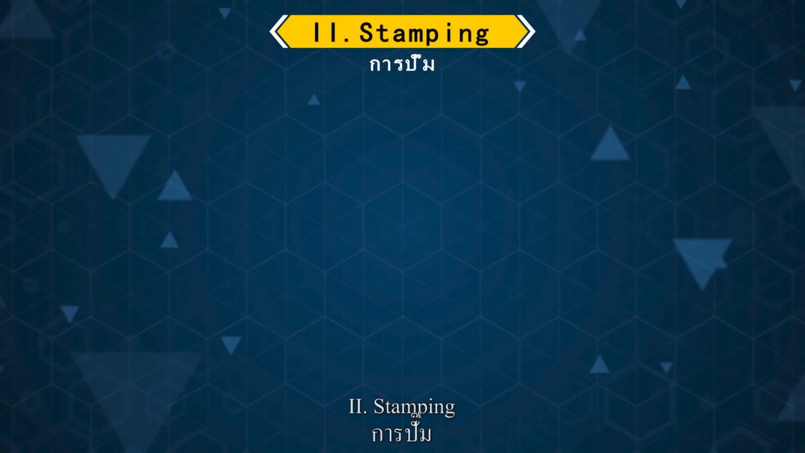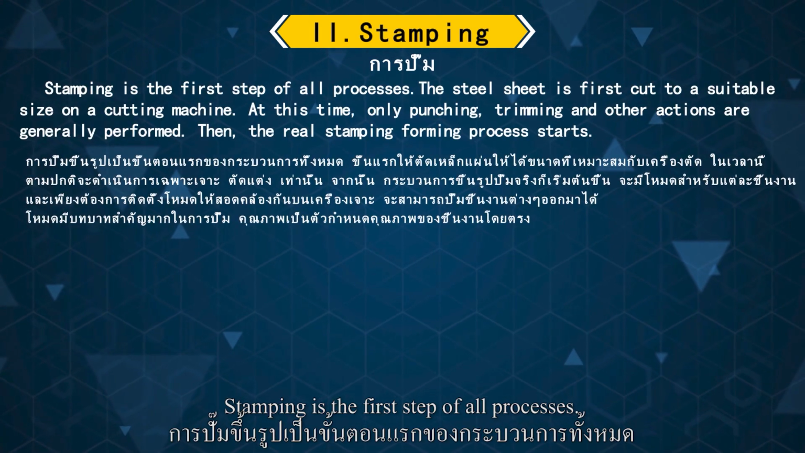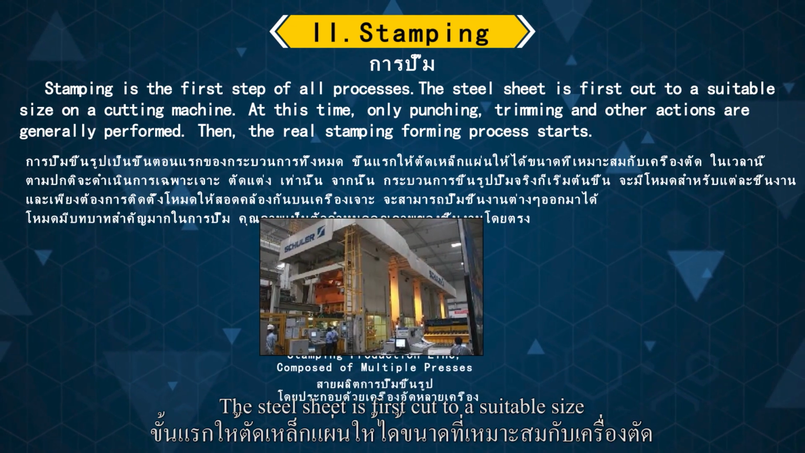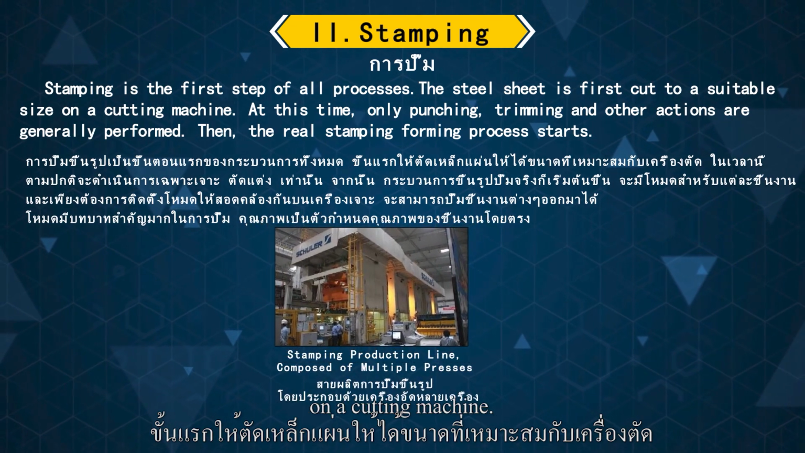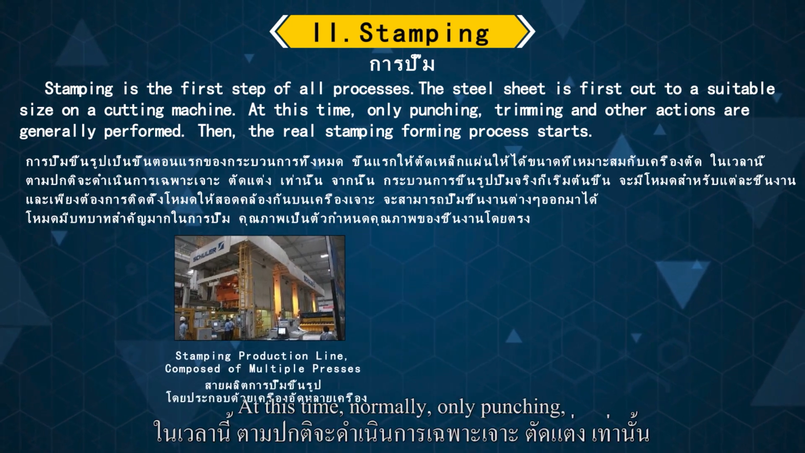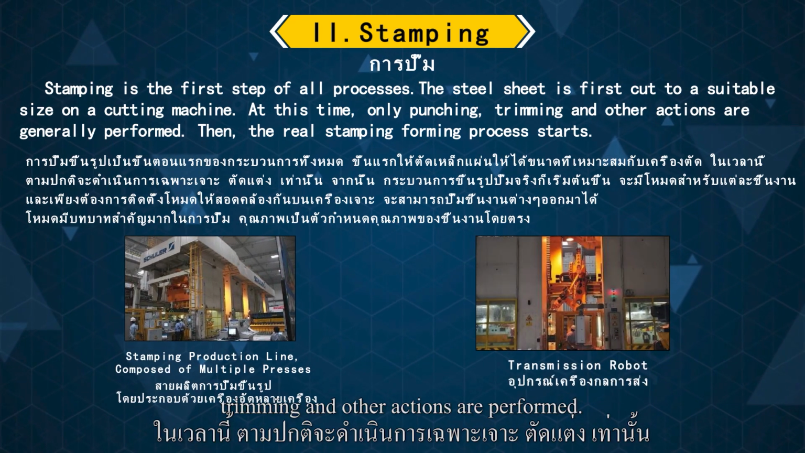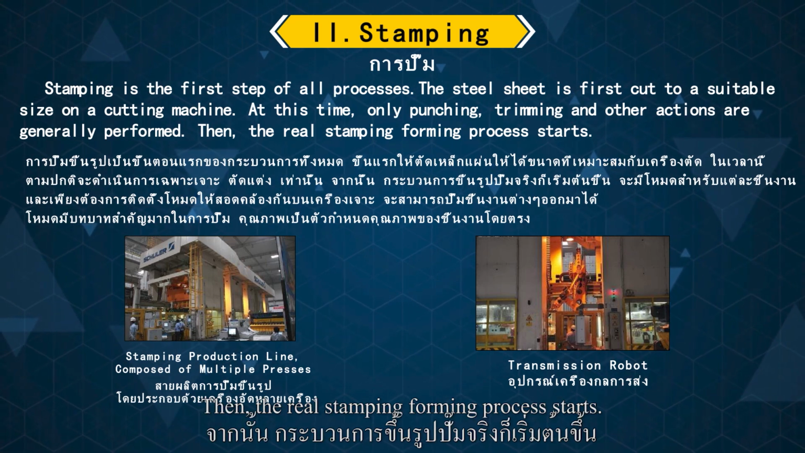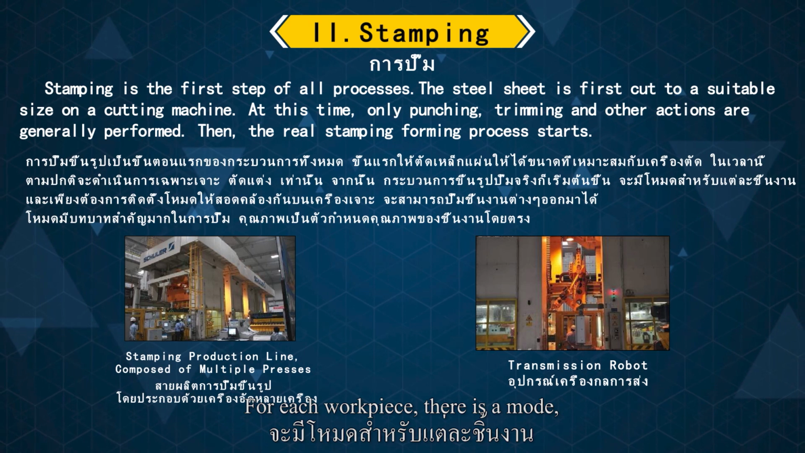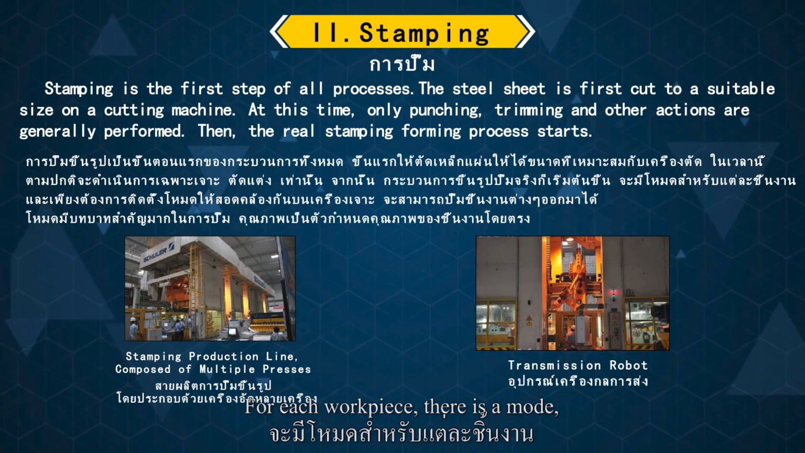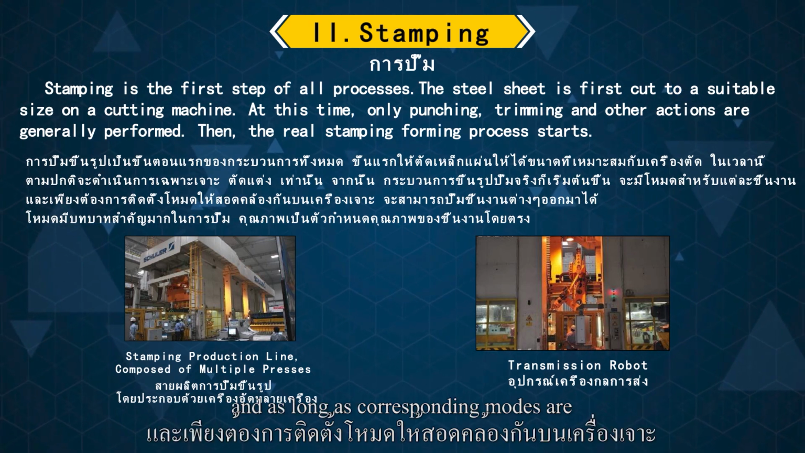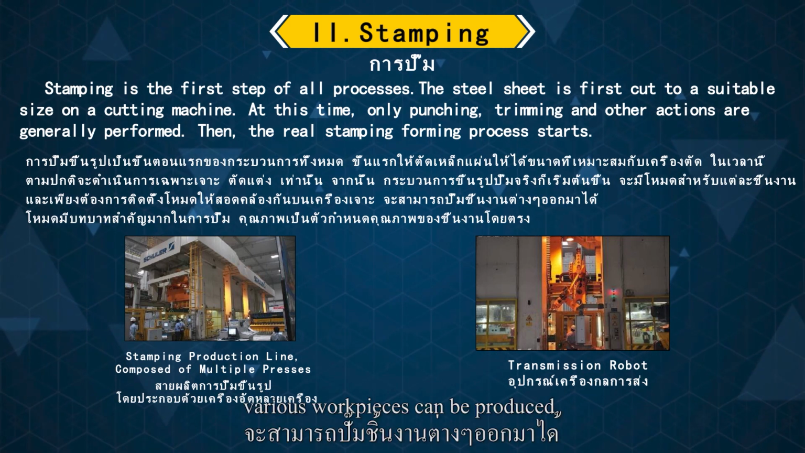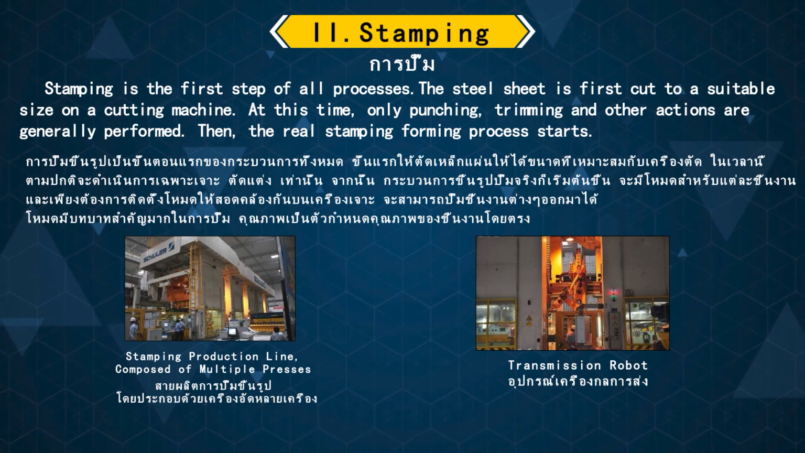2. Stamping. Stamping is the first step of all processes. The steel sheet is first cut to a suitable size on a cutting machine. At this time, normally only punching, trimming, and other actions are performed. Then, the real stamping forming process starts. For each workpiece, there is a mold. And as long as corresponding molds are installed on the punching machine, various workpieces can be produced.